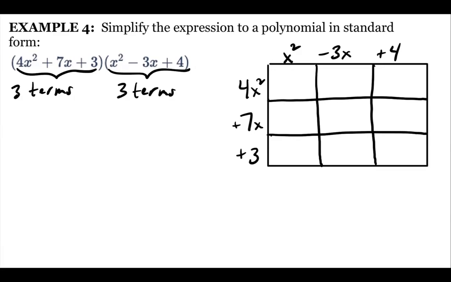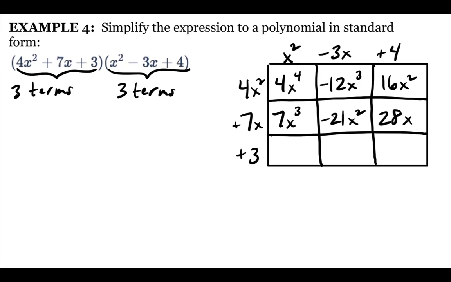All right, so now let's see. This is going to be positive 4, right? x squared times x squared makes x to the 4th power. This is going to be negative 12x cubed, because x to the 2nd times x is x cubed. 16x squared. 7x to the 3rd power. Negative 21x squared. 28x. 3x squared, bottom row, negative 9x, and a positive 12.